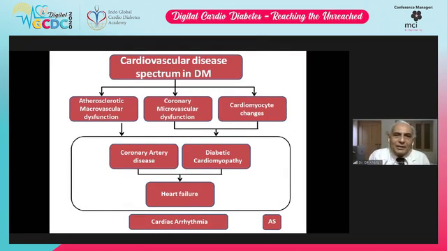By the term diabetic cardiovascular disease or heart disease, I mean to say there are three spectrum: coronary artery disease, diabetic cardiomyopathy, and heart failure. The root factors in all the three may be atherosclerotic macrovascular dysfunction, coronary microvascular dysfunction, and cardiomyocyte changes. At any time, any of the three may lead to cardiac arrhythmias, and very occasionally the condition may be associated with aortic stenosis.